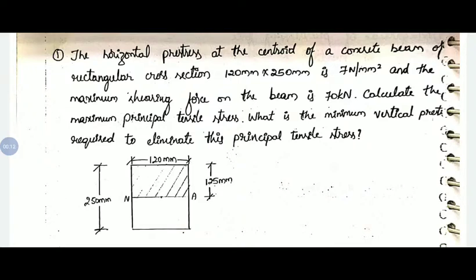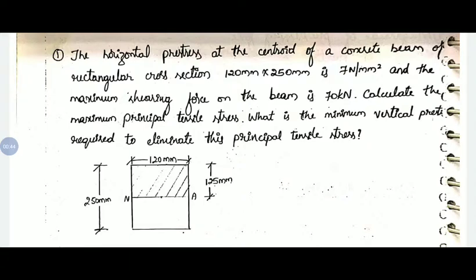The horizontal pre-stress at the centroid of a concrete beam of rectangular cross section 120 mm by 250 mm is 7 Newton per mm square and the maximum shearing force on the beam is 70 kilonewton. Calculate the maximum principal tensile stress. What is the minimum vertical pre-stress required to eliminate this principal tensile stress?